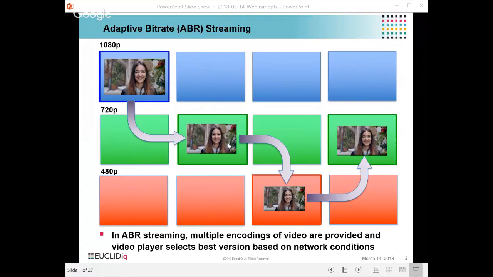So, for example, if network speed is slow, the player switches to a smaller frame size of 720p or even 480p and the corresponding lower bit rates. When conditions improve, the player switches back to a larger frame size and higher bit rate. ABR streaming theoretically minimizes buffering and artifacts during playback while ensuring good video quality for given network conditions.